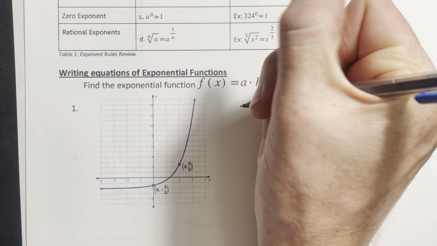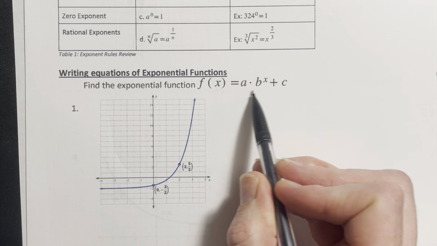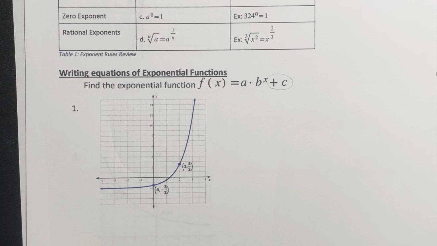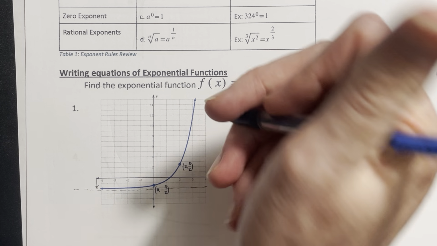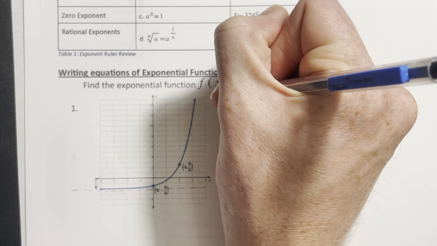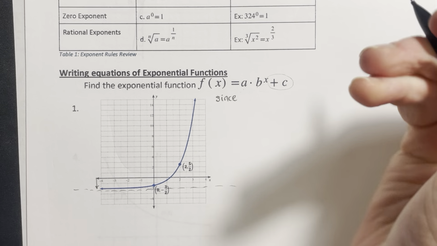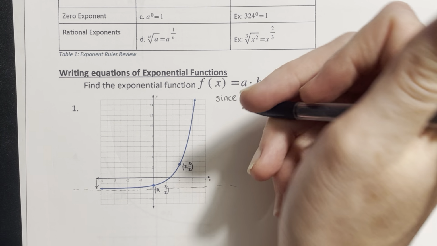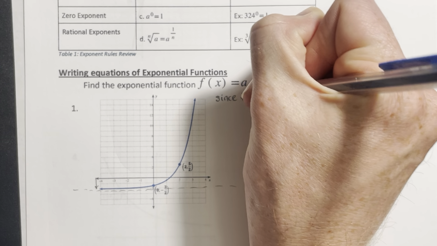So if I look at the general function, a times b to the x plus c, that plus c is what tells us if this was shifted up or down. Now I can already tell that this function was shifted down because the asymptote has shifted. The asymptote is at -2. So if the asymptote shifted, that is going to affect c. So I'm going to add some things into the notes here that hopefully will help explain and have a good resource for you later.